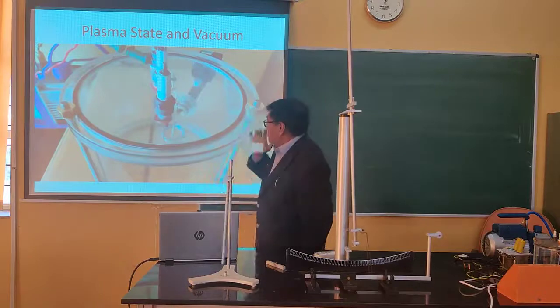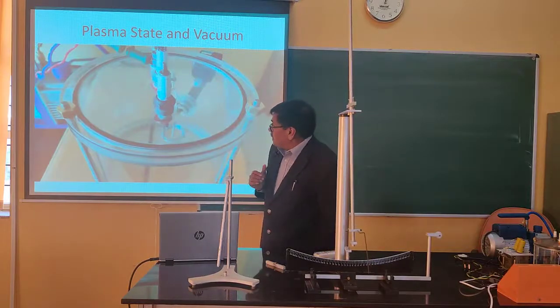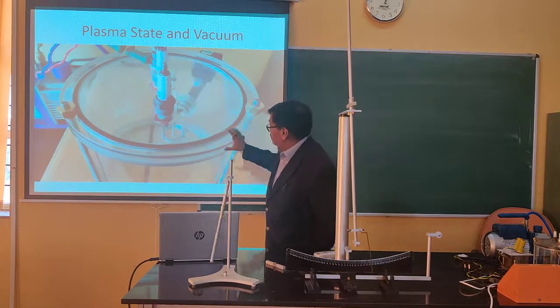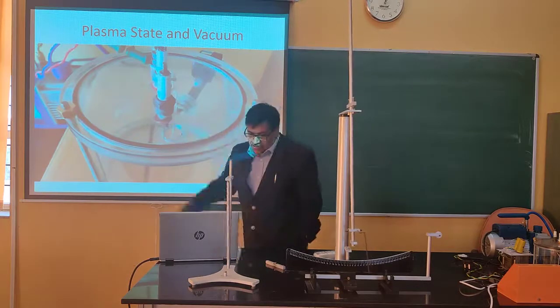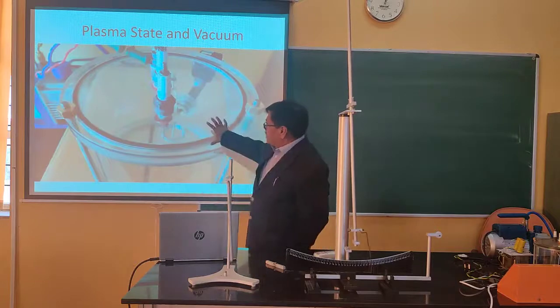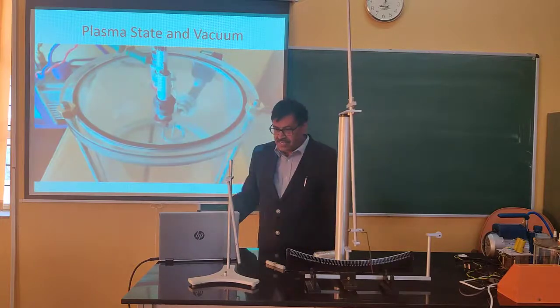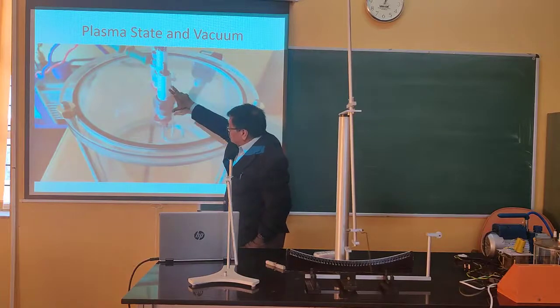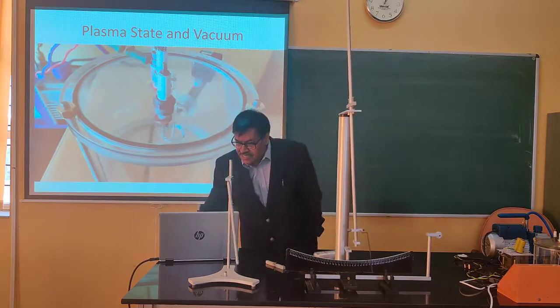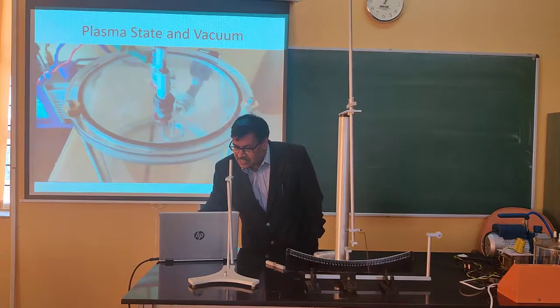In order to see the plasma, the fourth state of matter, a simple setup: a small acrylic tube with an O-ring and a rotary vacuum pump, we can generate low pressure inside this chamber, and applying a high voltage across the electrodes, we can generate a plasma inside the chamber.